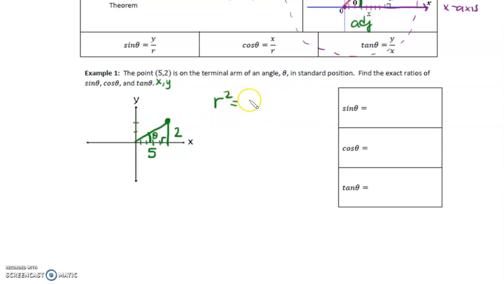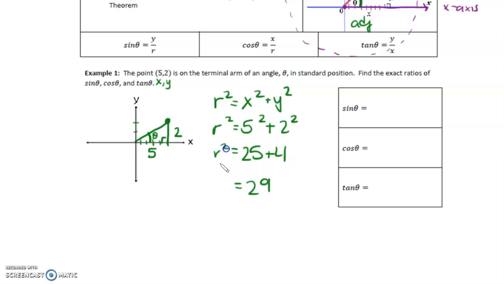So the radius is just going to be x squared plus y squared. If you take a look at this, this is also the equation of a circle from grade 10. The x is 5, so 5 squared plus 2 squared. We get 25 plus 4, so we get 29. We don't want r squared, we just want r. So if we take the 29 and we root it, we get 5.4.